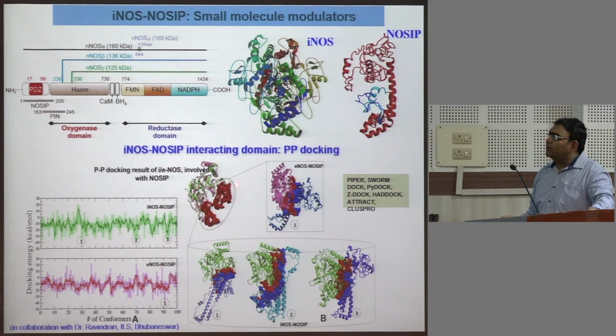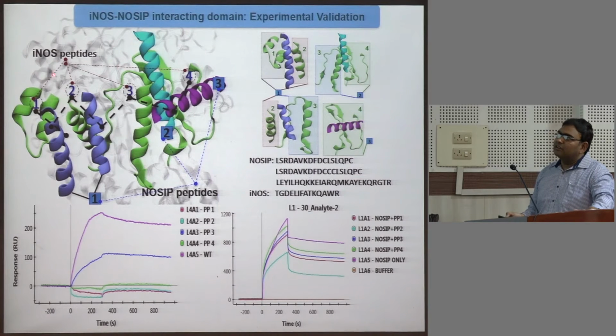What we got, we generated the NOSIP and INOS structures, and then we performed protein-protein docking and extracted the most stable interacting complexes of INOS and NOSIP. From there, I extracted the INOS peptides. Why INOS peptides, not NOSIP? The reason is I want to block NOSIP, not INOS. So if I dig out the peptides from INOS, they will go and bind with NOSIP. So NOSIP gets its complex state, and this way INOS gets free. We identified these 4 peptides from both sides, and then we performed the experimental test whether these peptides are able to bind or not.